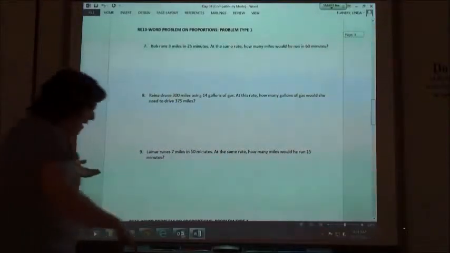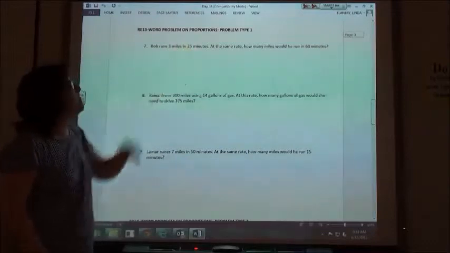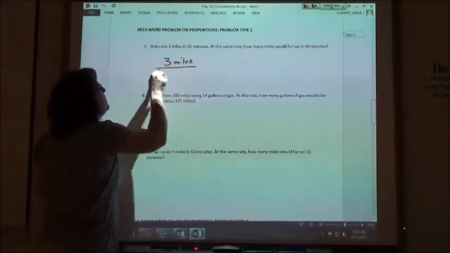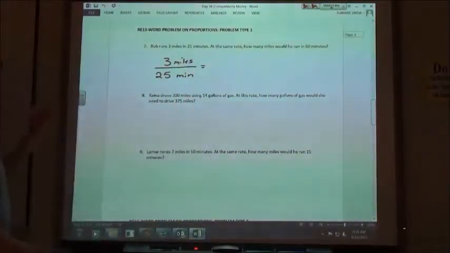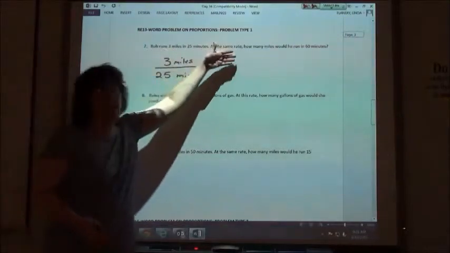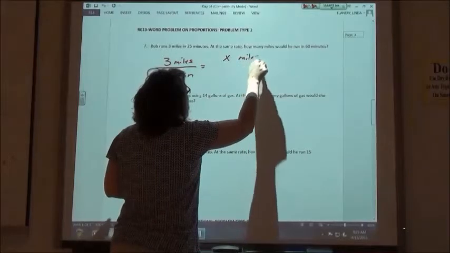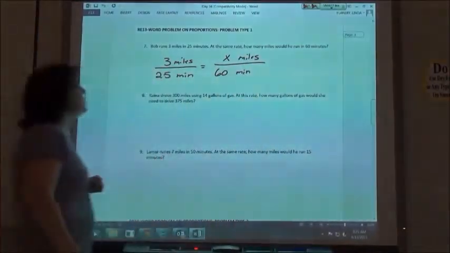So they start off with what they call a rate. Bob runs 3 miles in 25 minutes. At the same rate, how many miles would he run in 60 minutes? When I set it up, I want to make sure that since my miles are on top here, my miles are on top here.